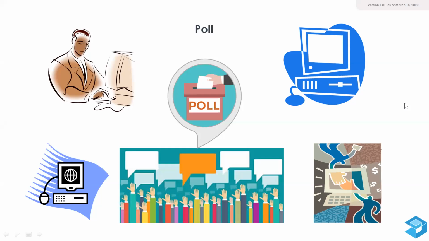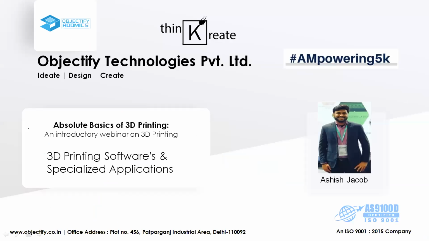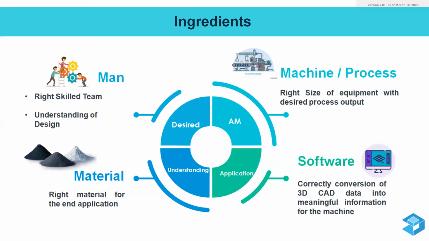We're going to talk about 3D printing softwares and specialized applications, as I told you. So at first, we're going to talk about the ingredients that are required for you to be successful in additive manufacturing. You require an understanding in design, and you should also be able to understand the software. You should easily be able to convert the 3D machine. Apart from that, you should understand what are the various materials that are available.